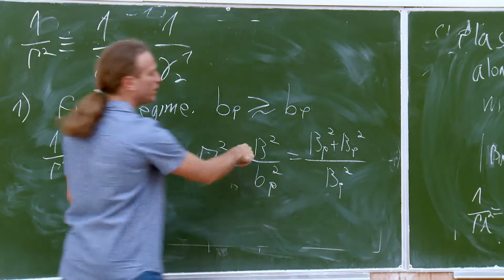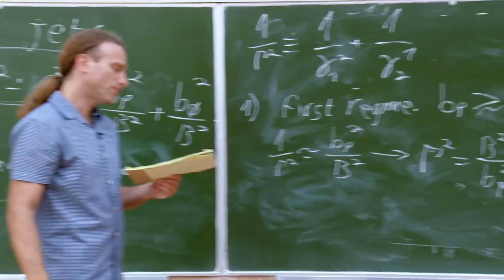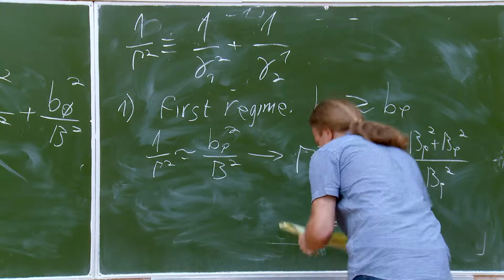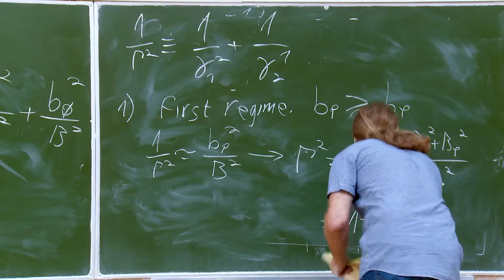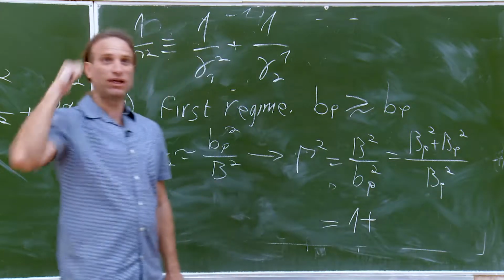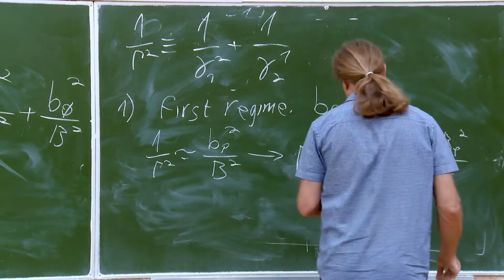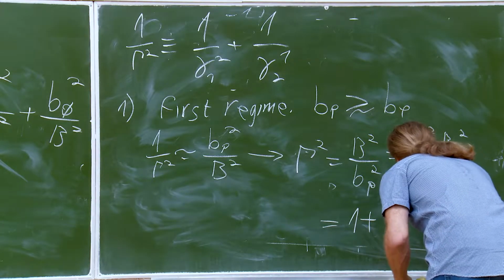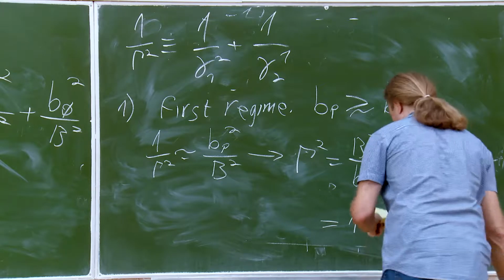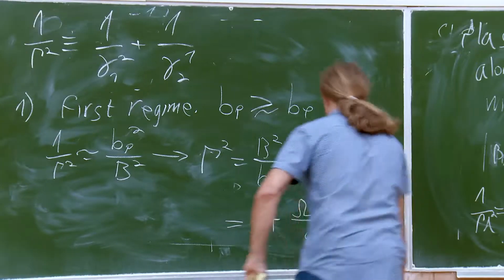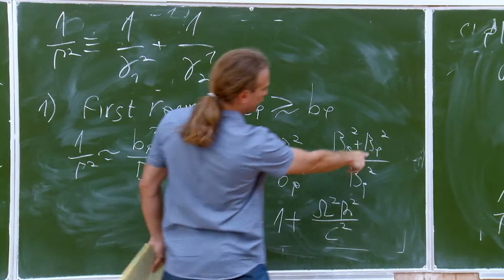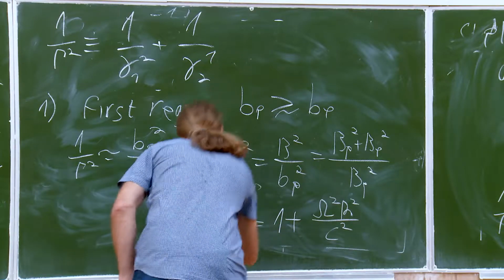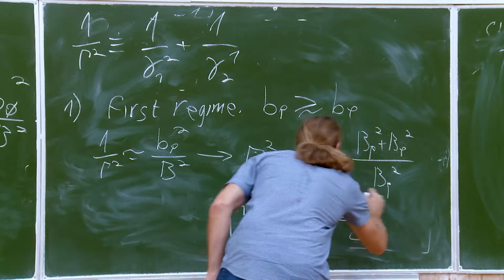Because this and this are equal, and this I can break into two components. So this is equal to 1 plus B phi square. And to remind you, B phi square was omega square r square divided by c square times BP, but BP is cancelled with this BP. So the expression that I'm getting is this one.